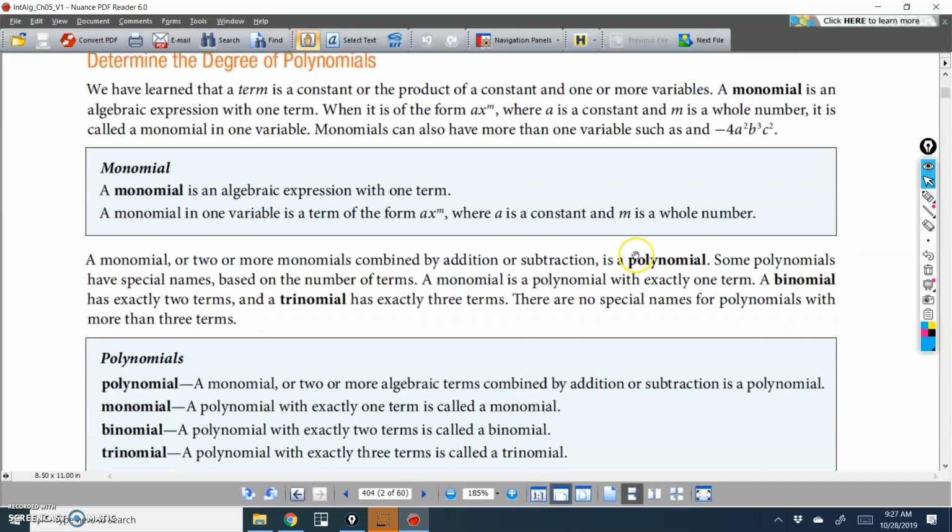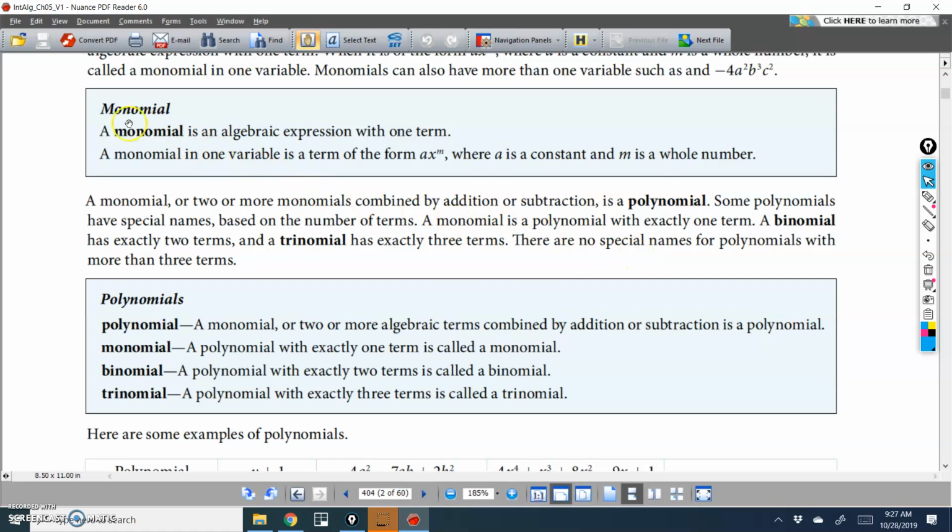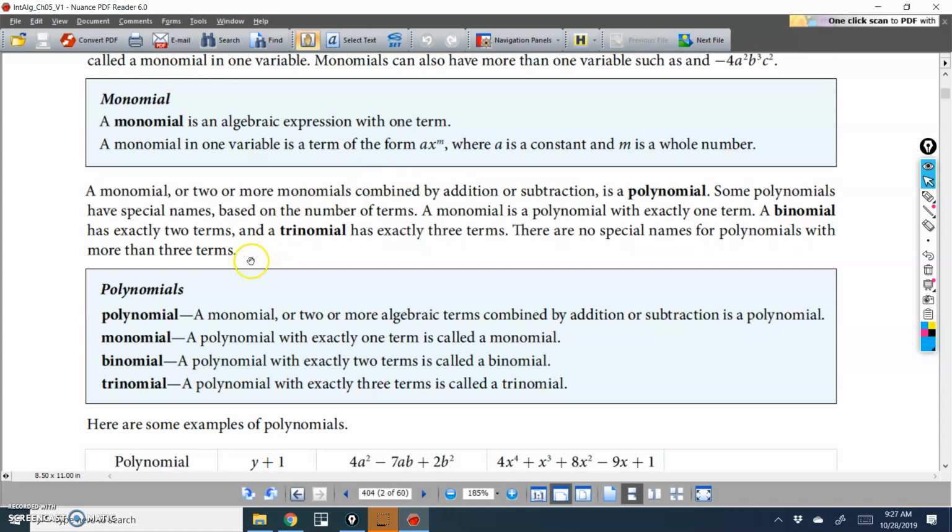So we're going to actually skip through all of this. So just some general information. A monomial is an algebraic expression with one term. So mon, one. It just looks like ax to the m. We'll see some examples later.